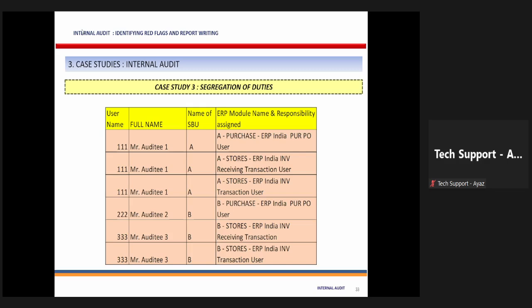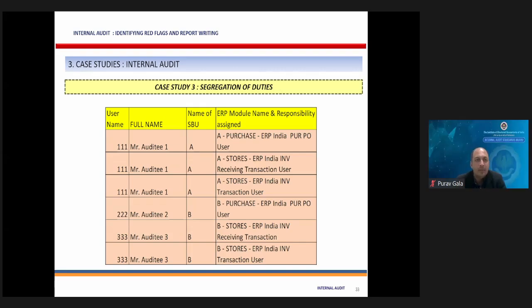There's one response from Kinjal Joshi. Only viewing rights should be provided to the auditor and not editing or creating rights. Sorry, I missed. Can you repeat? Kinjal Joshi ma'am says only viewing rights should be provided to the auditor and not editing or creating rights. Super. Very nice. Which user? Auditee 1 or 2 or 3? She has not specified that. There is further, only authorized person should have the right to edit or create in the system. Continuation of the earlier one.